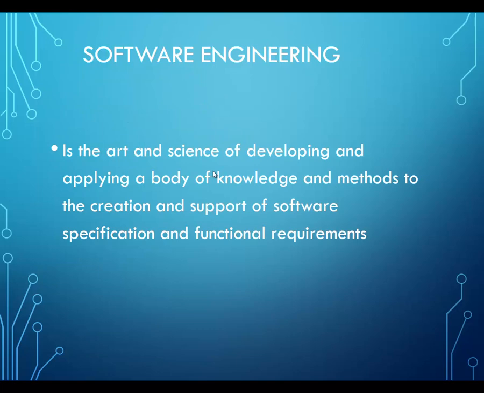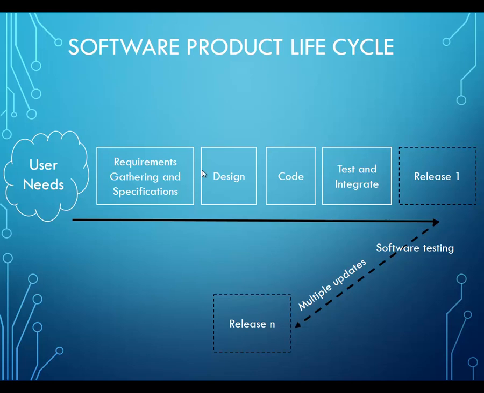A software engineer can be involved in the design, development, testing, and implementation of the software package. Software engineering is the art and science of developing and applying a body of knowledge and methods to the creation and support of software specifications and functional requirements. The user needs will be the software requirements, which can be translated into design specifications. The design will be the blueprint, which will assist in translating the requirements into code.